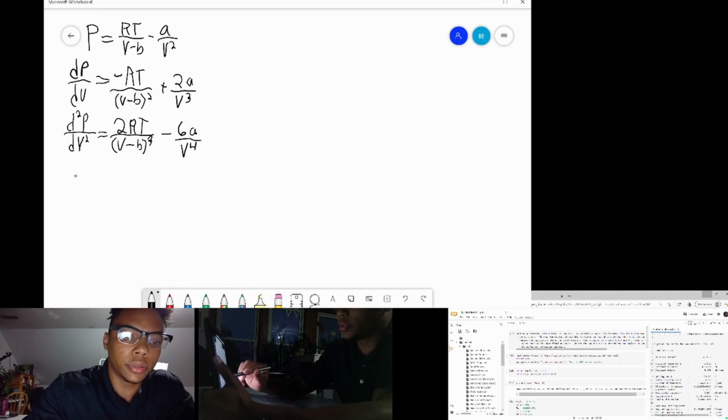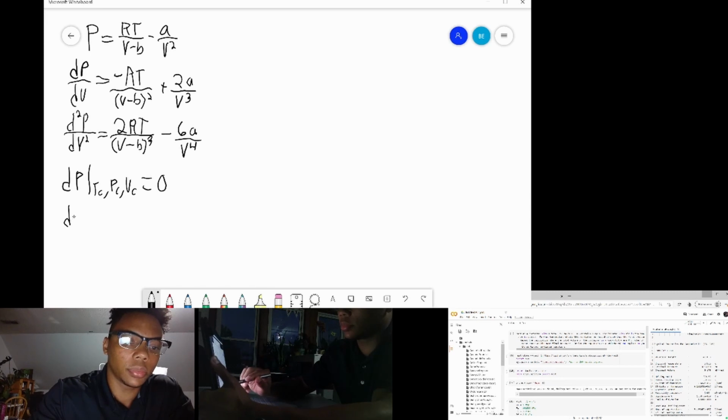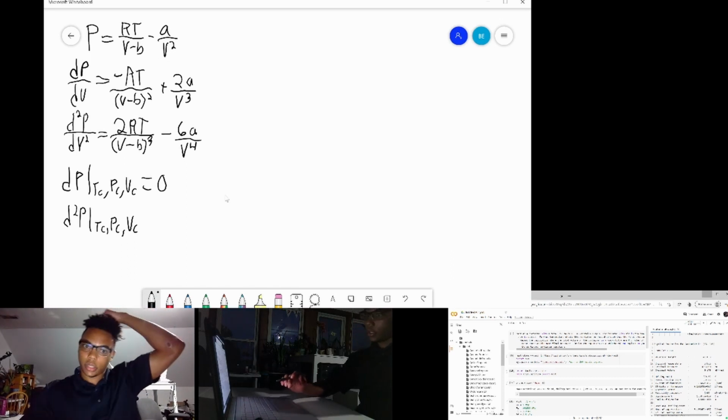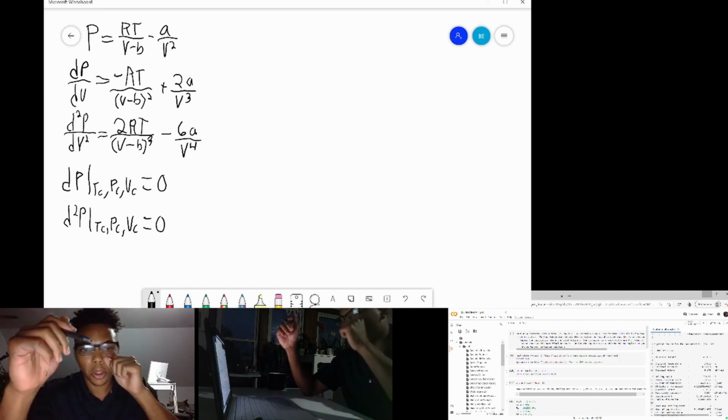And so we're going to evaluate dP at R, TC, PC, and VC. It's going to be equal to 0, and same with D2 of P. Make sure everyone can see this. All right, perfect. And how we're going to do that is we're going to set them equal to each other since they both equal 0.